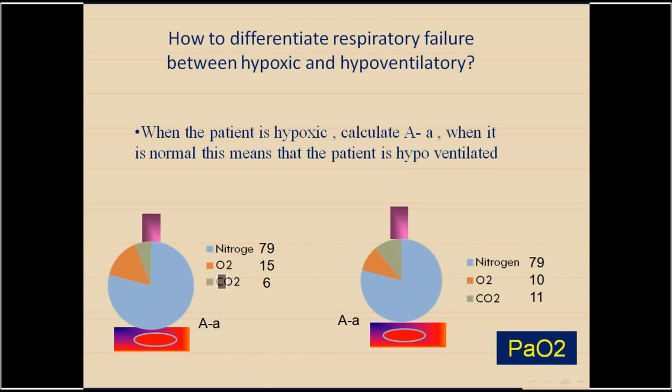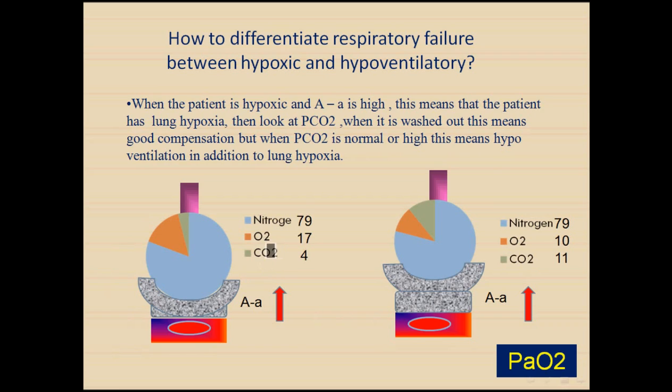This is a normal person, and this is the content of oxygen, and this the content of carbon dioxide, and this will give you normal pressures of oxygen about 100 or 110, and carbon dioxide will be 40. If the patient is suffering from hypoventilation, the nitrogen will be the same, but the carbon dioxide will increase at the expense of oxygen. Accordingly, the alveolar partial pressure of oxygen will be less, and the arterial partial pressure of oxygen will be less. But when you measure the alveolar-arterial gradient, it is normal. So simply, if the patient is hypoxic, first measure the alveolar-arterial gradient. If it is normal, this means that this is hypoventilation, which is not due to a diffusion problem.